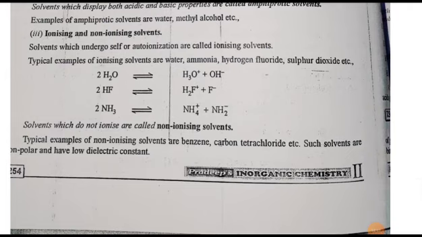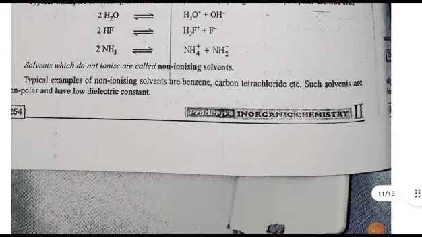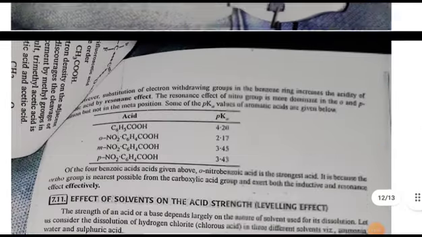Third, ionizing and non-ionizing solvents. Solvents which undergo self-ionization are called ionizing solvents. Example, hydrogen fluoride, sulfur dioxide. Solvents which do not ionize are called non-ionizing solvents. Example, carbon tetrachloride, C6H6.